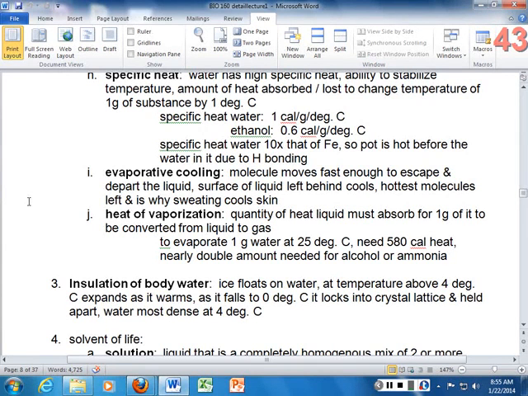So the heat of vaporization is how much heat a liquid has to absorb for 1 gram of it to be converted from a liquid to a gas. Again, how many ways can we talk about boiling water? So to evaporate 1 gram of water at 25 degrees Celsius, it needs 580 calories of heat.